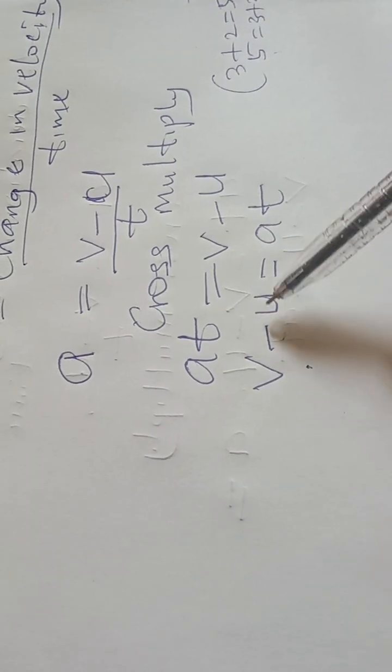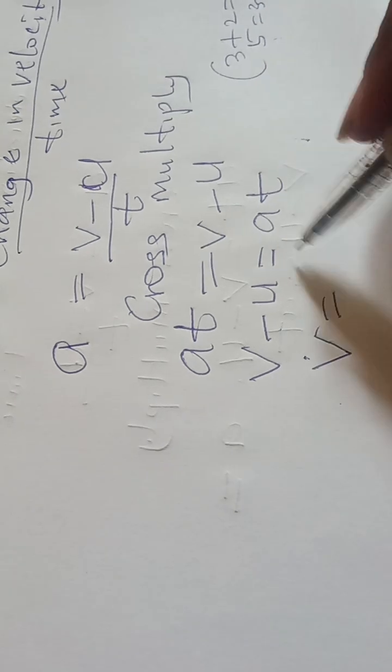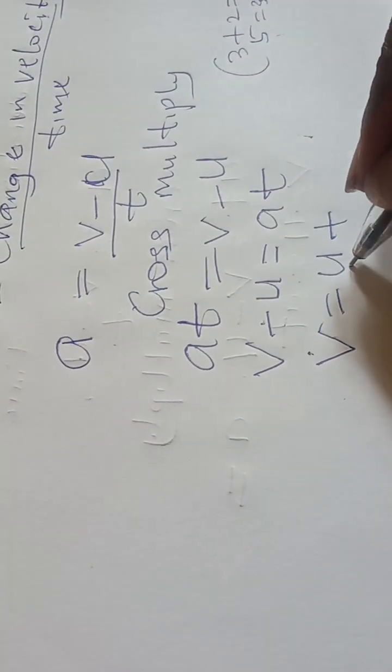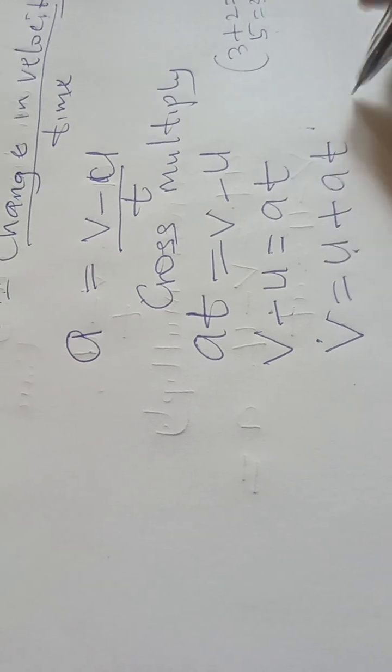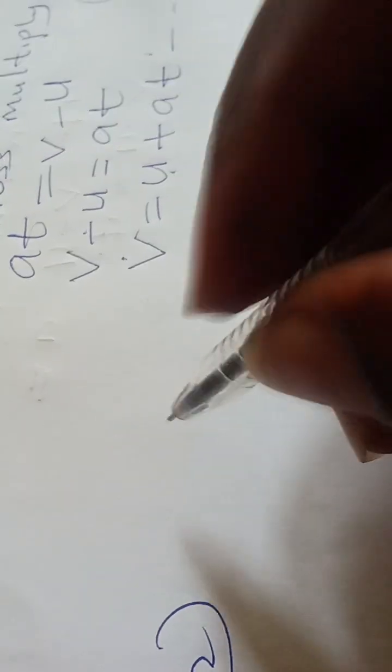We are looking for v, so we take u to the other side. That means v is equal to u plus, the minus changes to plus, u plus at. So that is equation 1.